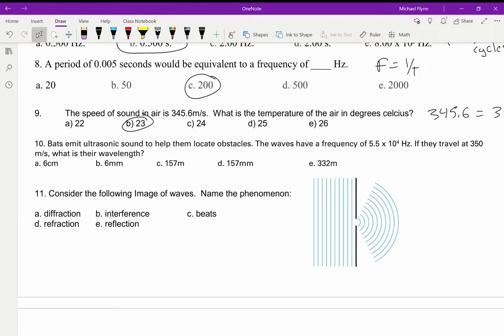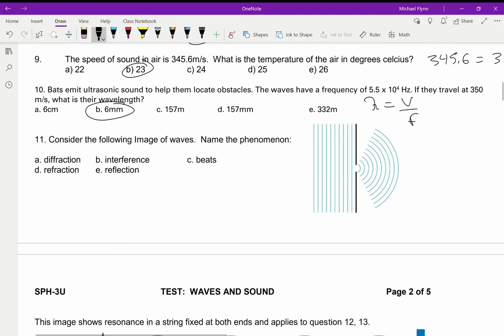Bats have a certain frequency, and what is the wavelength? So again, lambda equals V over F. So just go 350 divided by 5.5 exponent 4 is 0.006. So that's 0.006 meters. That's 6 millimeters. Okay, so you have to convert it to millimeters.